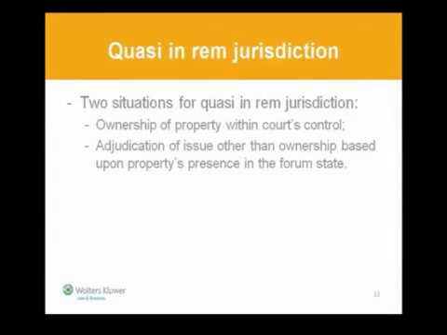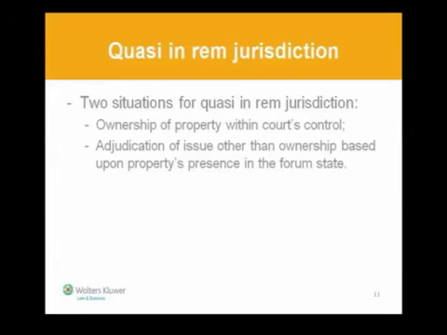The first is when the court is deciding on an issue of ownership of property that is within the court's control. For example, if the issue is ownership of an automobile, and one of the parties attaches the automobile in state X to prevent its sale, the court would be exercising quasi-in rem jurisdiction when determining ownership as between plaintiff and defendant. The second type of quasi-in rem jurisdiction is when the court adjudicates a dispute other than ownership of property based upon the presence of defendant's property in the forum state.